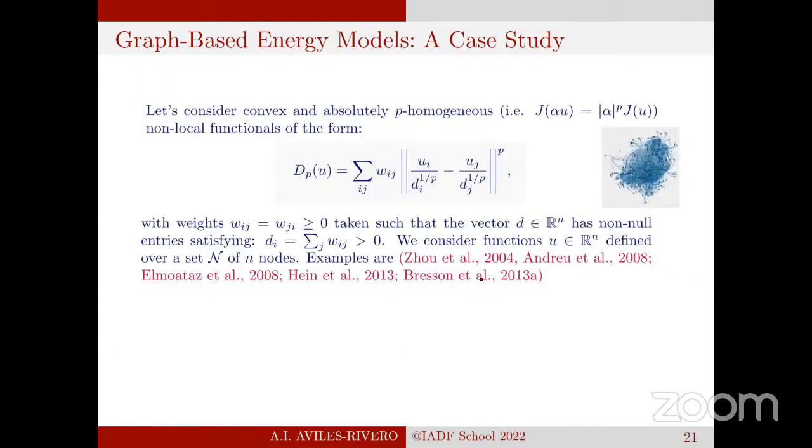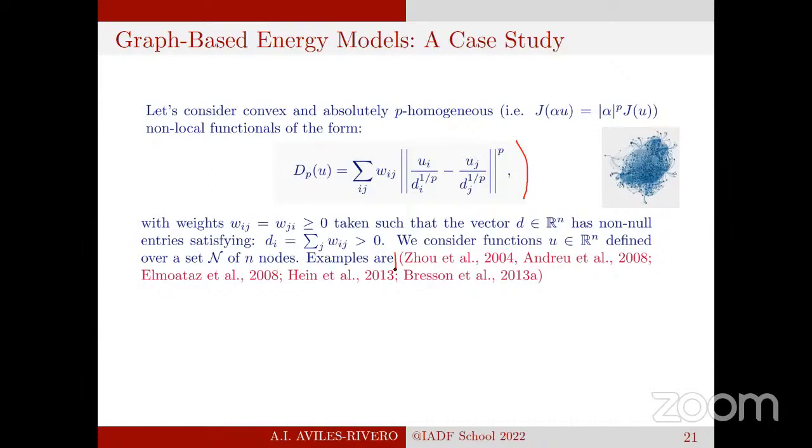If we take a look at the literature, there is a scheme that appears in many graph-based perspectives. It is based on what we have here: a convex and absolutely p-homogeneous functional. This might look familiar because it appears in many of the algorithmic techniques that we have seen since early developments. Here are only some examples. There is a lot of literature that explores this from different perspectives.